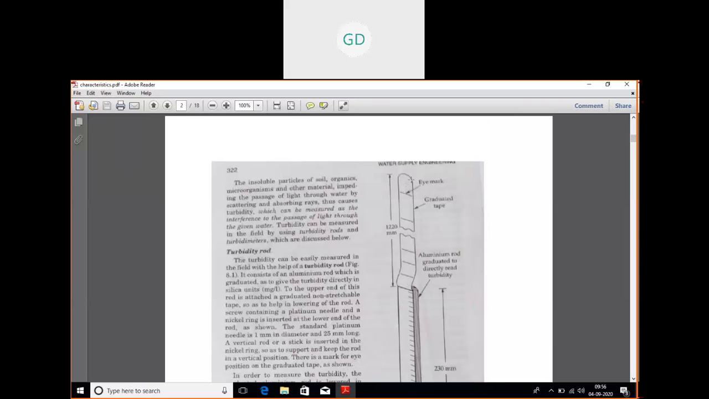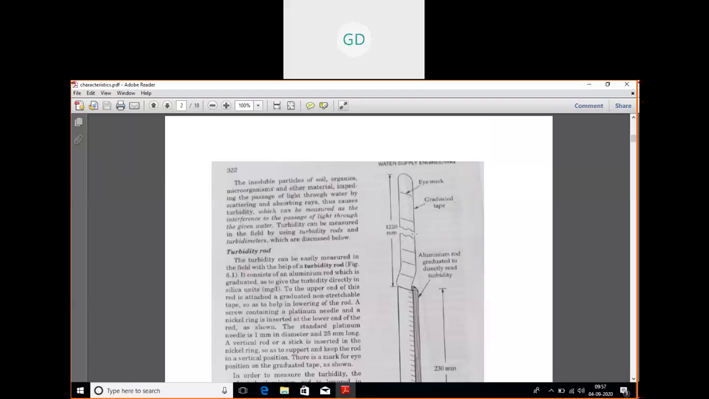This is an eye mark. You can see through this eye mark. And here this is a graduated tape, and this part is 1220 millimeter. This is a graduated tape, so it's long.